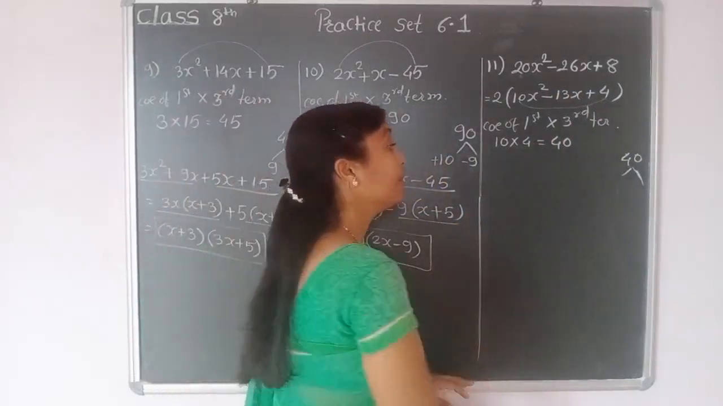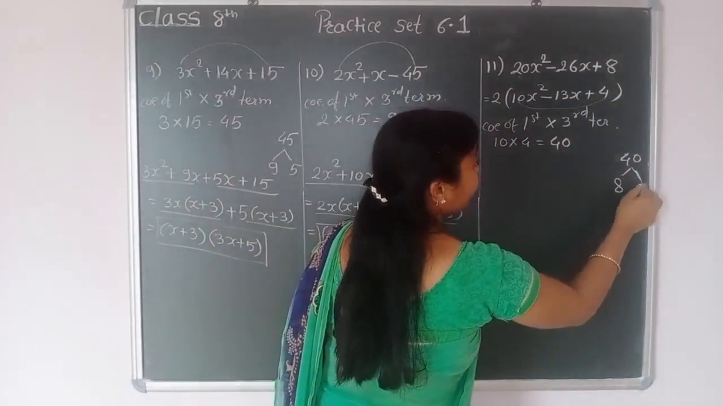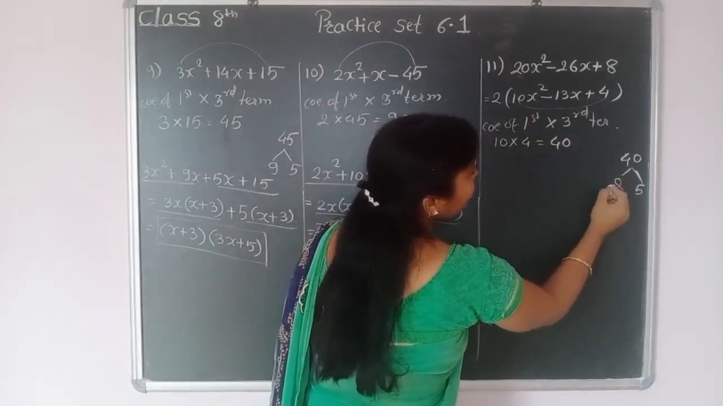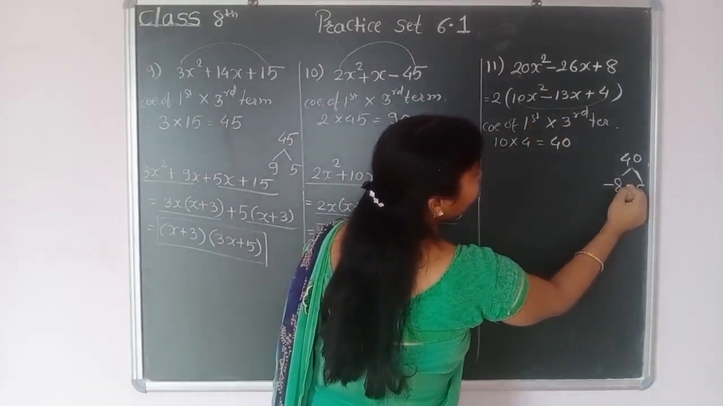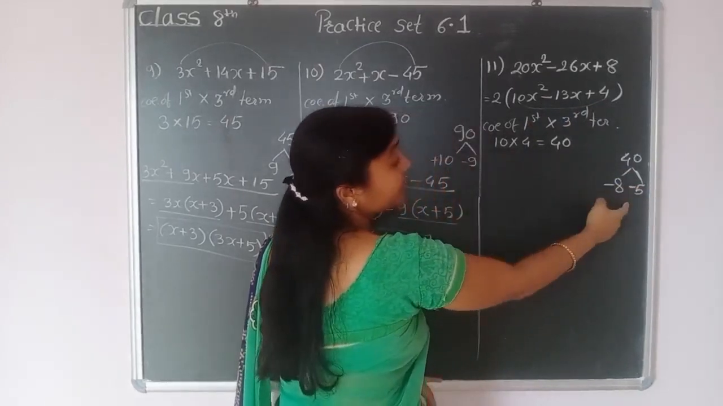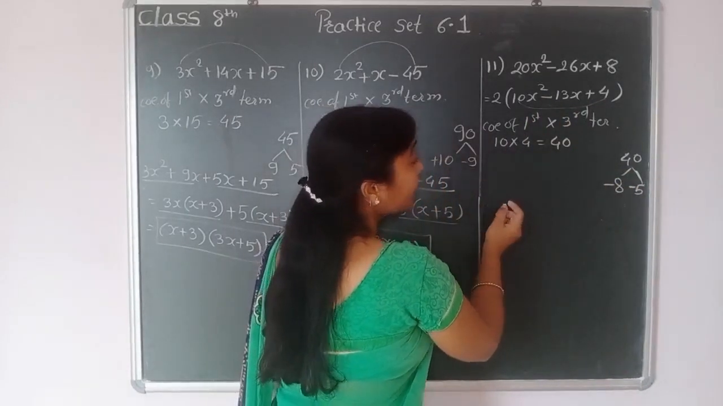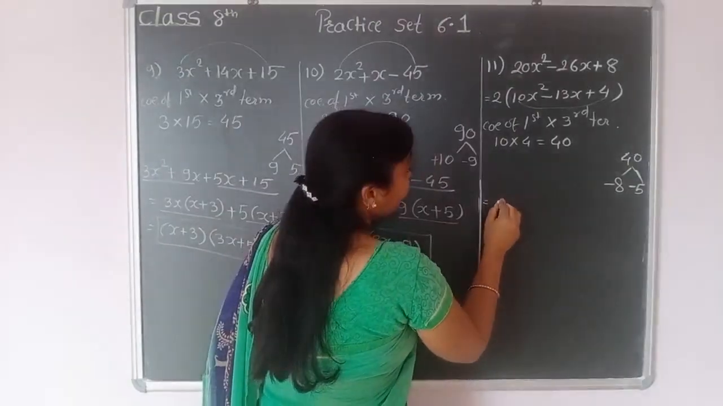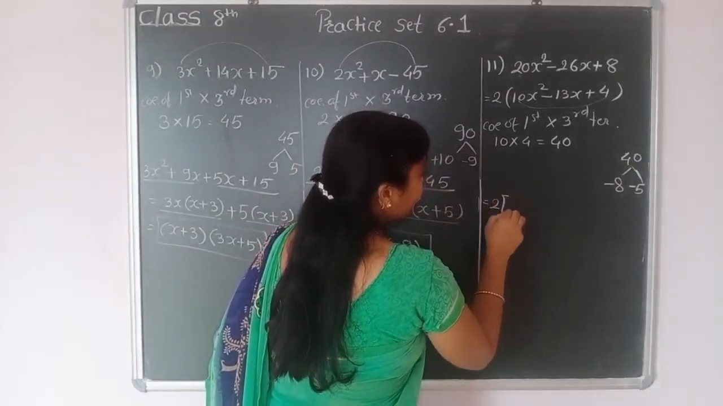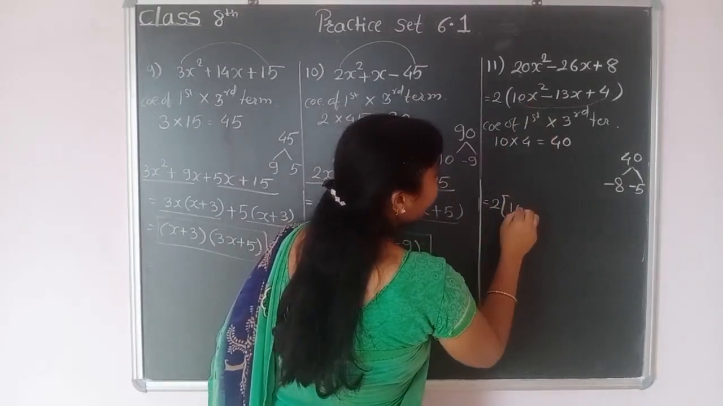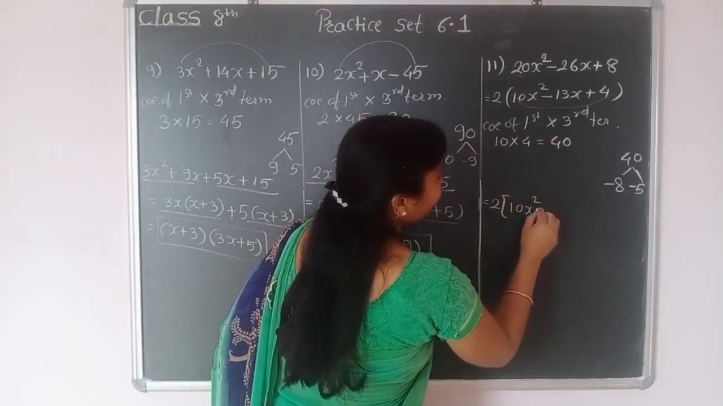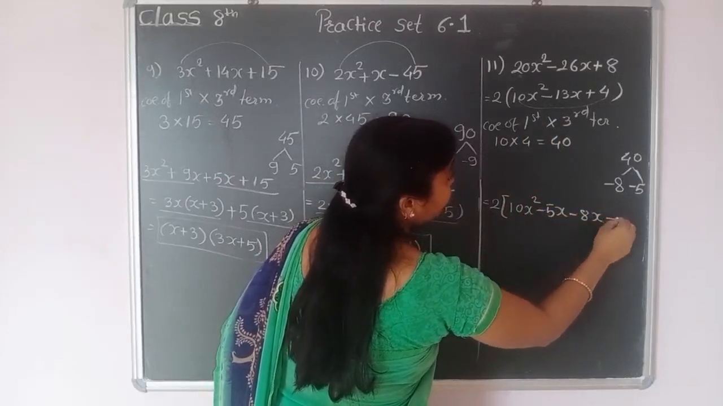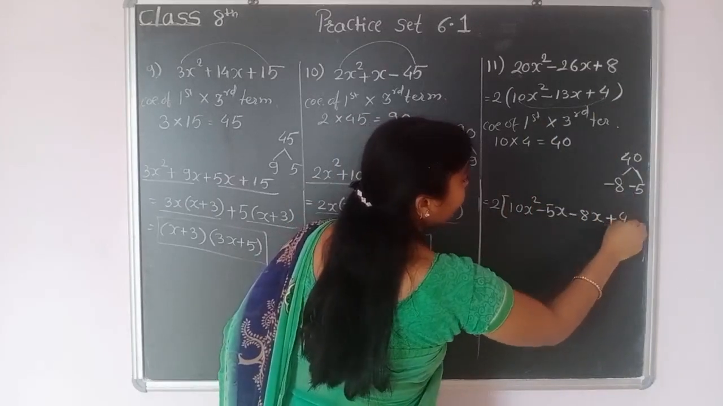8 5s are 40. But we want here minus sign. So minus 8 minus 5. Minus minus plus sign is minus. You write down 2 as it is common. 10x square minus 5x minus 8x plus third term 4.